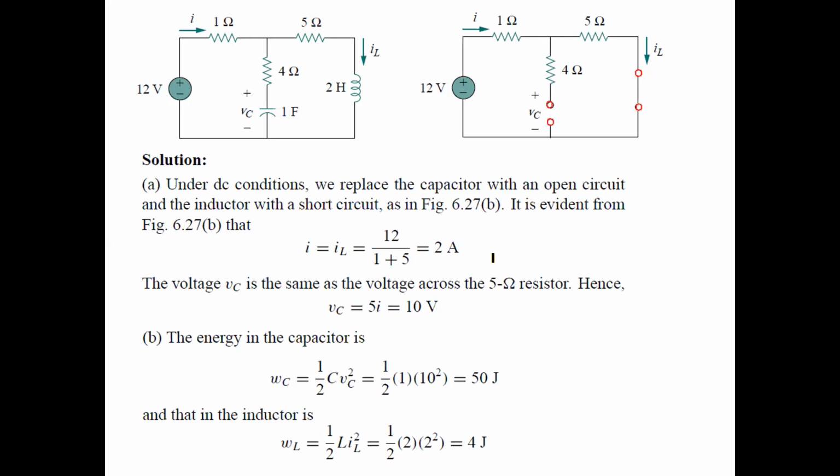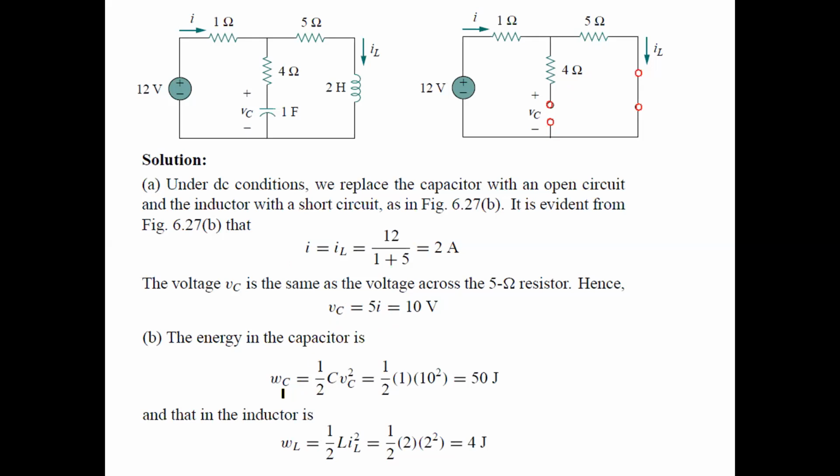Now we have to find VC. As you can all see, the voltage across the capacitor is the same as the voltage across the 5 ohm resistor, which is in parallel with it. The voltage across the 5 ohm resistor will be 5 multiplied by the current through the 5 ohm resistor, which is equal to IL, I is 2. So the voltage across the resistor will be 5 into 2, which is equal to 10. Okay, we have found VC as well.